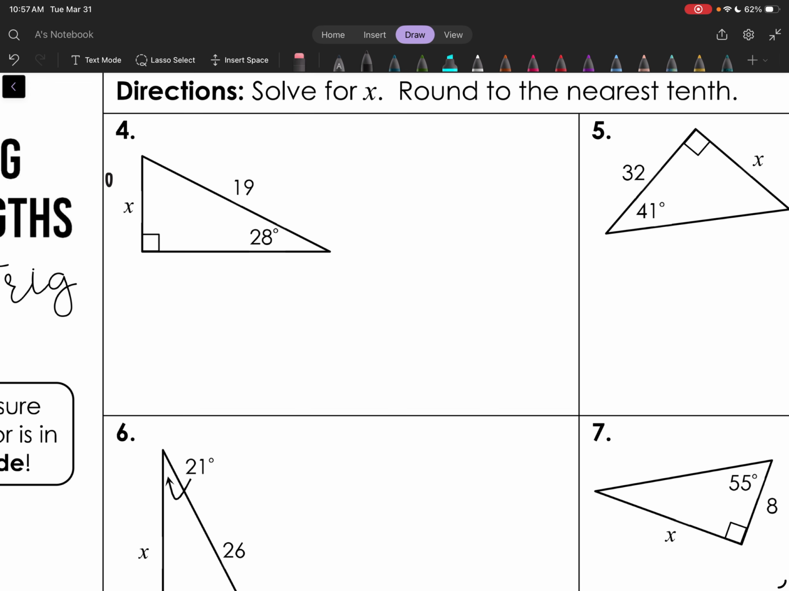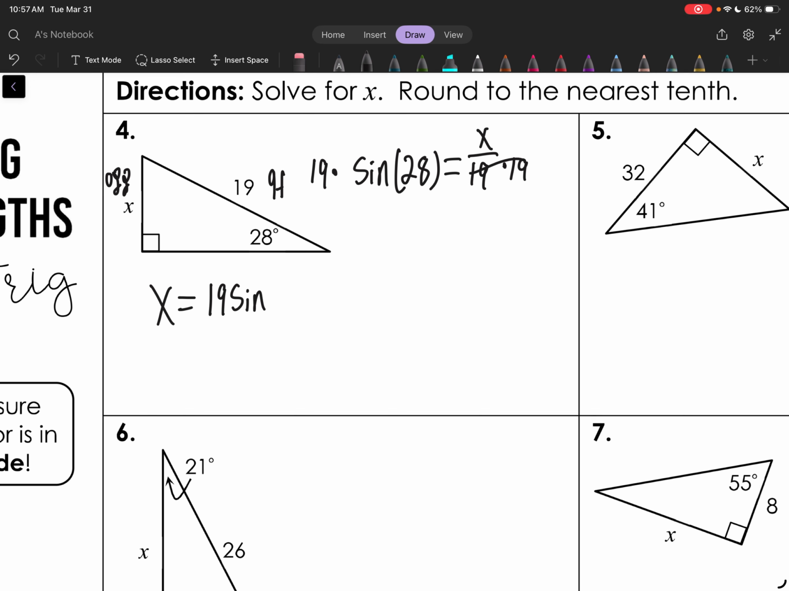So I have opposite from the 28, and I have the hypotenuse. Opposite and hypotenuse is sine, so sine of 28 degrees is equal to opposite x over hypotenuse 19. Make sure you know how to move the 19 away from the x because it might be an answer on your test. So multiply by 19 on both sides. x is equal to 19 sine of 28.